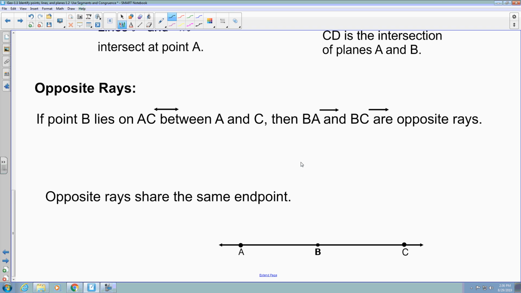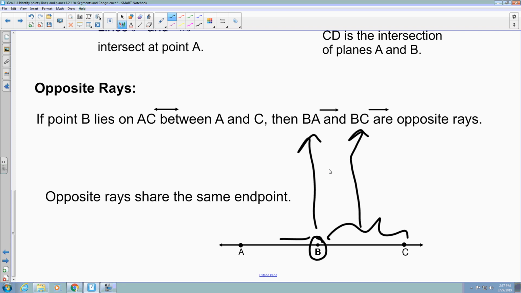So if you look here on the bottom, we have a line segment with a point in the middle. A, B, and C are collinear. So we can say that because it's the opposite, this is where ray BC and ray BA come into play, and that's what we can say those are opposite rays in that particular line.